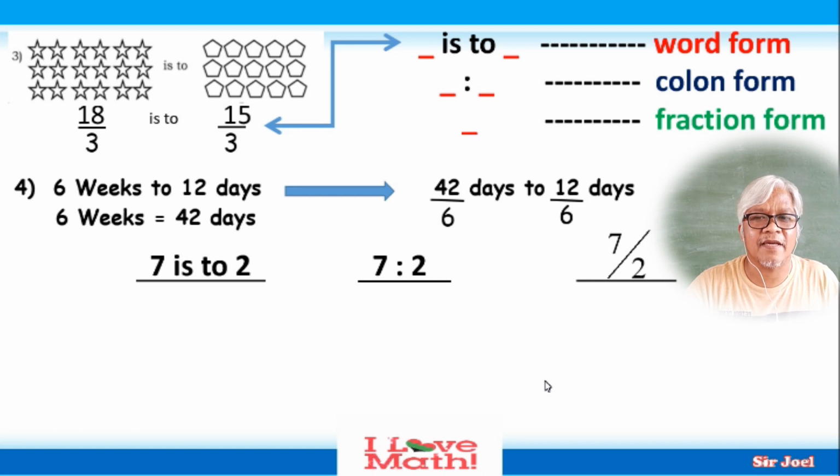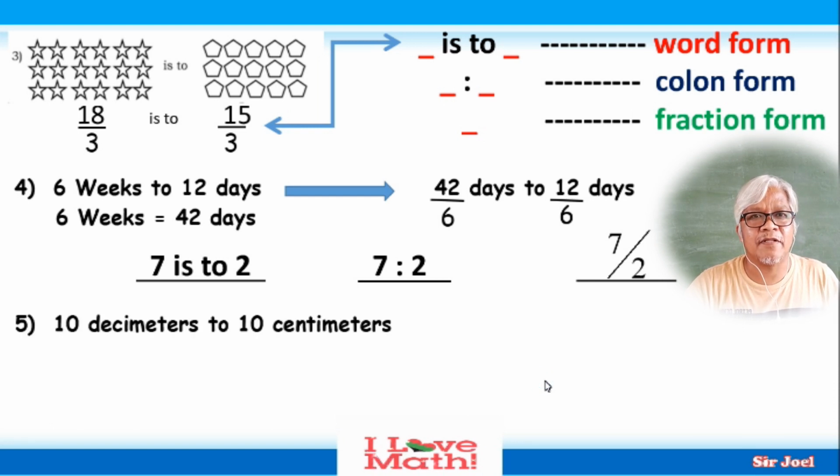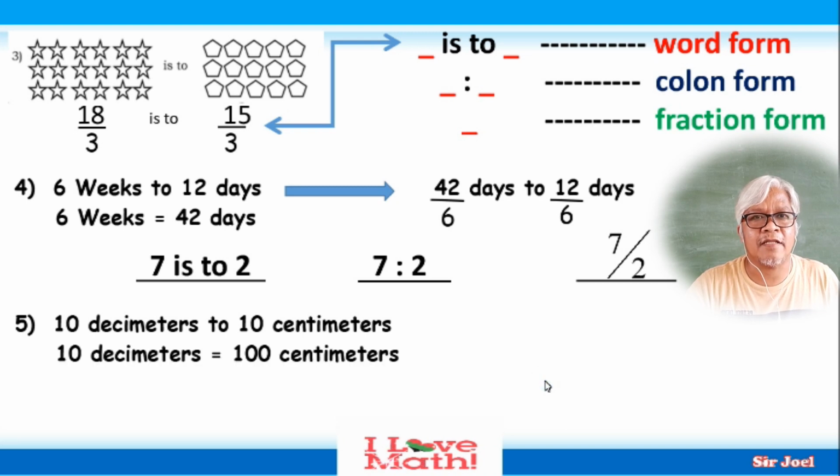Gets? Okay. Next, example number 5. 10 decimeters to 10 centimeters. If you notice, decimeters, centimeters are of different units. Pagpaparehohin muna natin. Paano? 10 decimeters is equivalent to 100 centimeters. Okay? Now, from our problem, magiging siyang 100 centimeters to 10 centimeters.